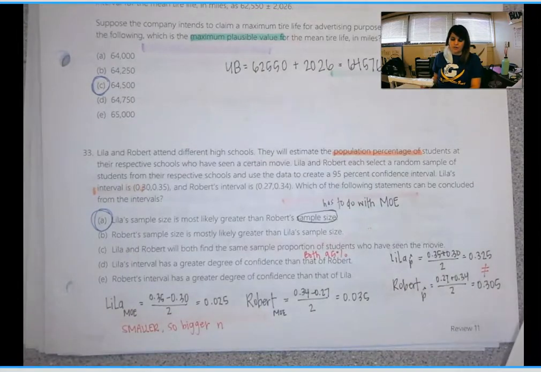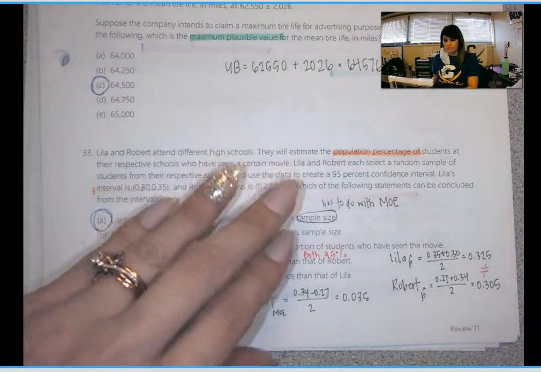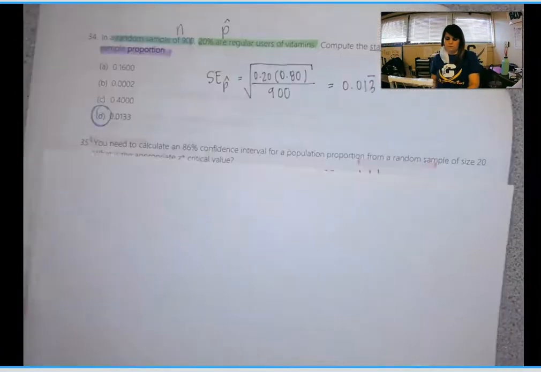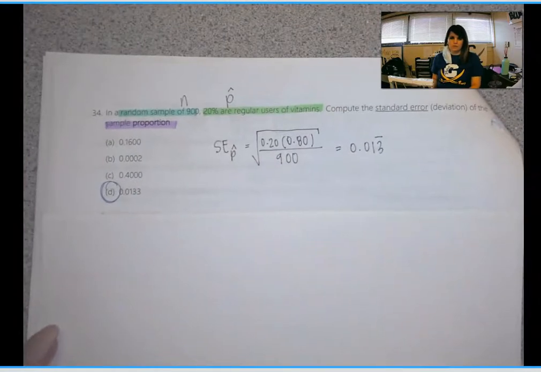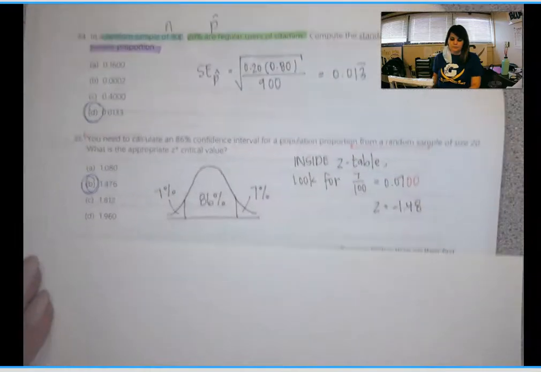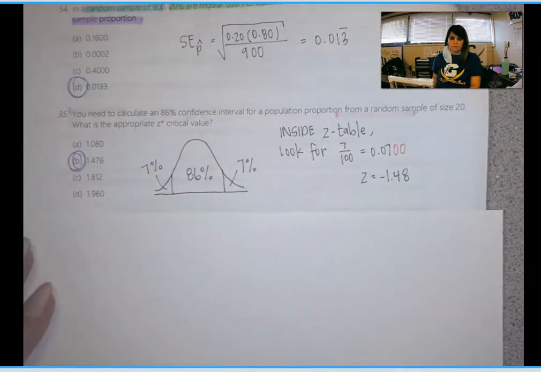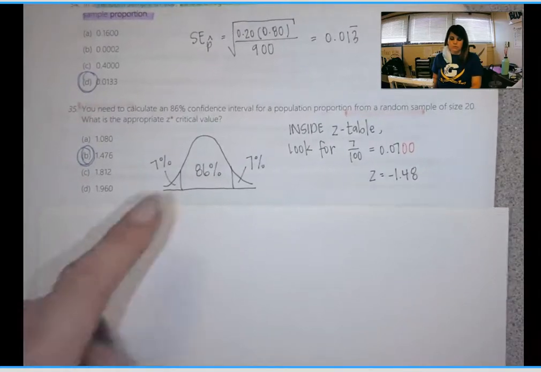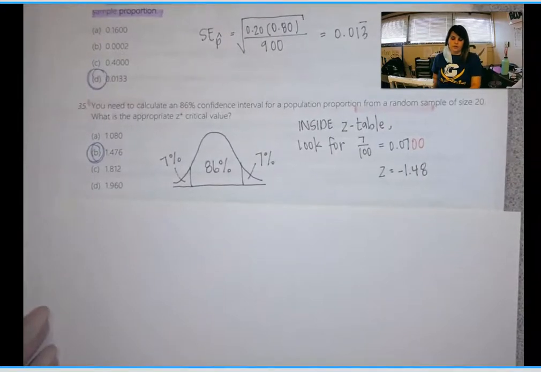33, I had to do some calculations, so I actually calculated the p-hat and the margin of error for Lila and Robert. I knew that it had to be A because her margin of error is smaller. And the rest of these weren't true. These next ones are a little bit more straightforward because they're just math. This might be one you want to add to your overview if you think you might need it.